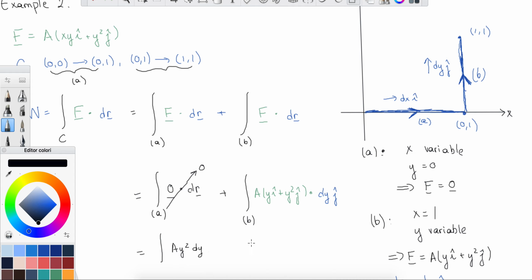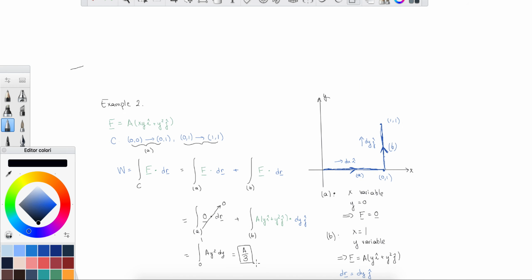dy. And what does y go from? It goes from 0 to 1, and those are our limits of integration. So the integral from 0 to 1 of a y squared dy. And this is just your standard integral, and you end up with, I believe, a thirds. Yeah. So a over 3, and that is your final answer.